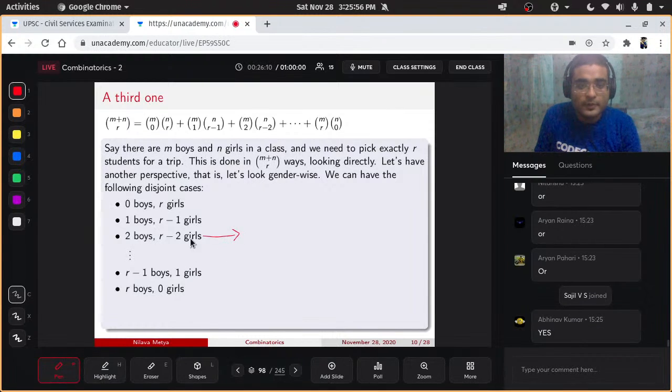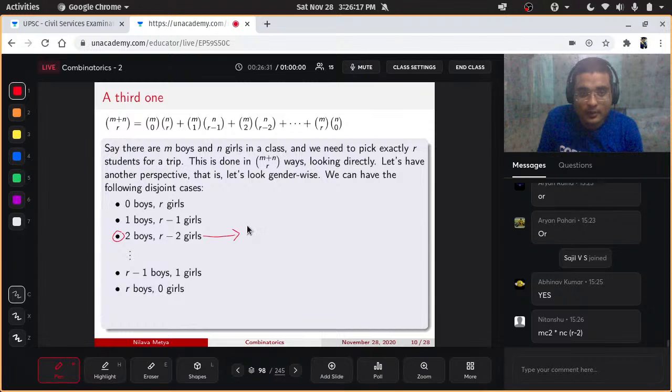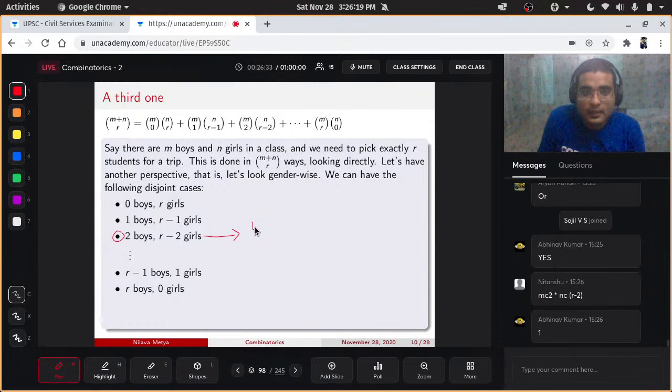Now how many possibilities are there for this? As in, how many ways can you choose two boys and r minus two girls? Can someone write in the chat? Just this: two boys to be chosen and r minus two girls to be chosen. So someone has written it, and this is exactly this term.